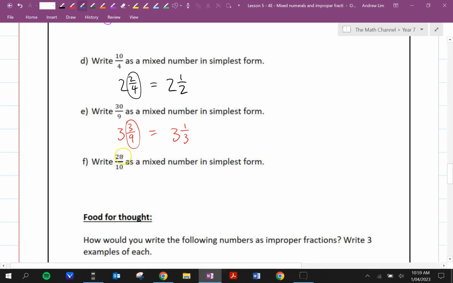Question F, 28 divided by 10 is 2, remainder 8 out of 10. We can simplify that. They're both divisible by 2, 4 over 5.